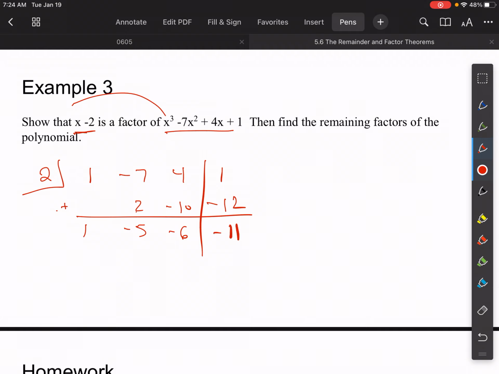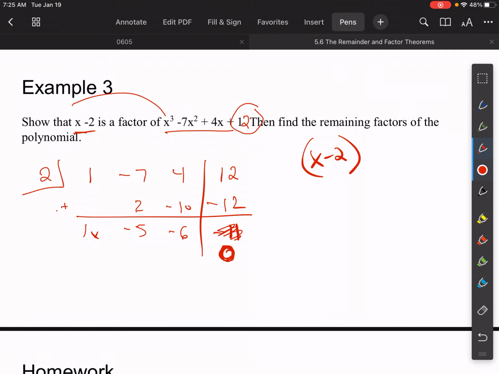So for example 3, it says show that x minus 2 is a factor, then find the remaining factors. Oh, I see what the problem is. Sorry guys. I believe this was supposed to be a 12, so this is a typo. If it's a typo in your notes, make sure you fix that. I was wondering, seems like I should be getting a 0 to test this. So the answer then is a remainder of 0. So therefore, this is a factor. So x minus 2 is a factor.